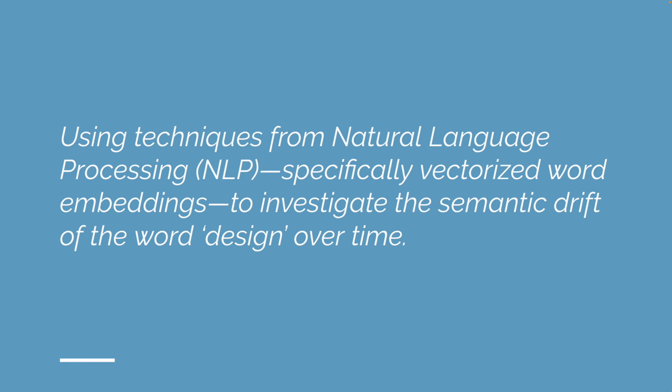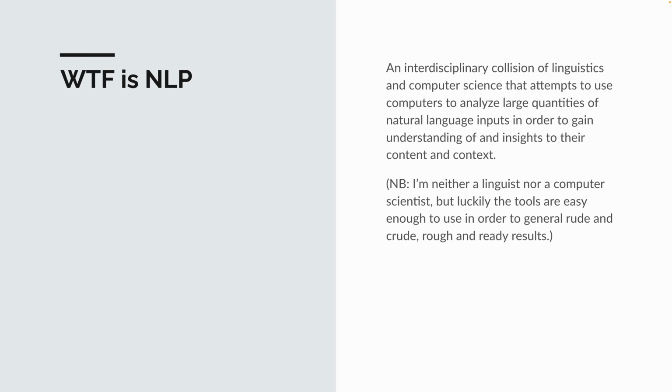So this project is using techniques from natural language processing to investigate the semantic drift of the word design, how it's changed meaning over time. Specifically, we're using vectorized word embeddings. What does all that mean? Natural language processing is just a technique of using computational processes to look at large data sets of natural language.